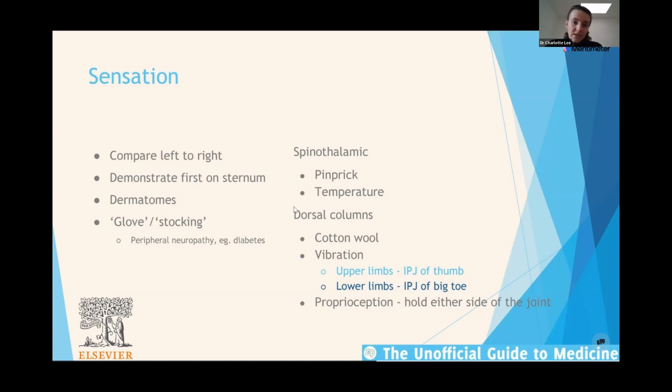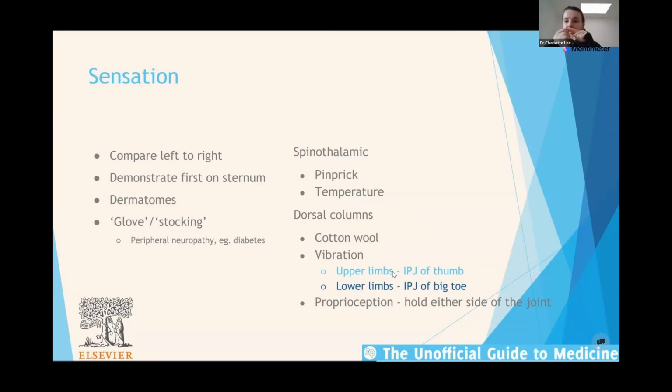And your pinprick or crude touch sensation and your temperature sensation are your spinothalamic tracts. And then the fine touch, vibration and proprioception will be your dorsal columns. Okay, so that's linking your clinical findings to your anatomy and physiology.